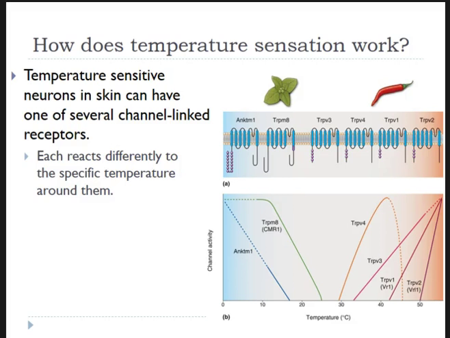So what this is trying to show you, so this might be the membrane of a neuron that is temperature sensitive. And it may have several different receptors that are embedded in it. But the idea is that each of these receptors is going to be reactive in only a small range of temperatures. So for example, this is 0 degrees Celsius, so this would be 32 degrees outside. So this is roughly what it is right outside right now.